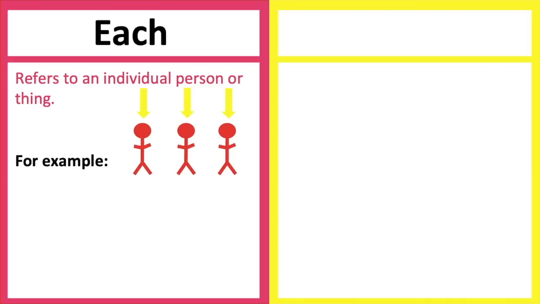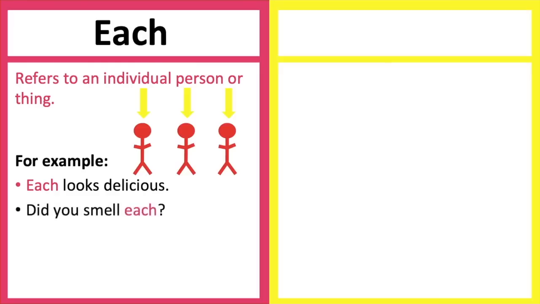Each can also be used as a pronoun. For example, if my friend Sarah baked some cupcakes, I can say that each looks delicious. So I'm referring to each individual cake. Another example is if you're looking at some candles in a shop and you ask your friend, "Did you smell each?" Or "Did you smell each one?" So you're referring to each individual candle.